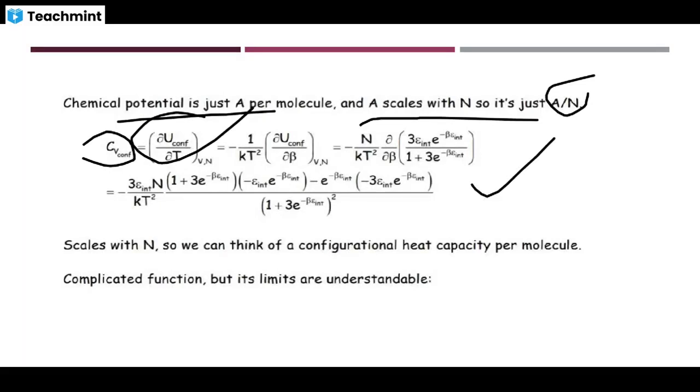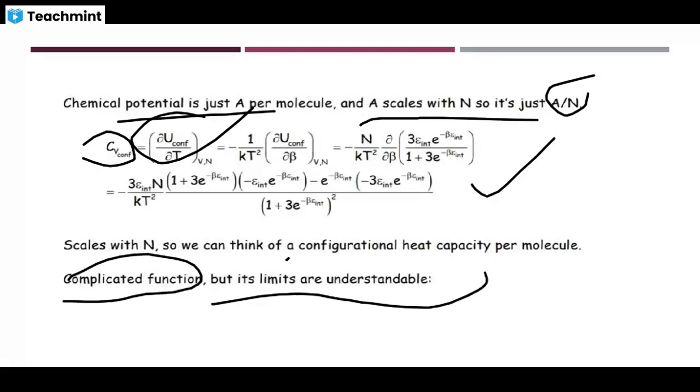This is somewhat complicated, but since it scales with N, we can think of the configurational heat capacity for a molecule. It is a complicated function, but its limits are understandable. So we should understand the limits, at low temperature and high temperature.